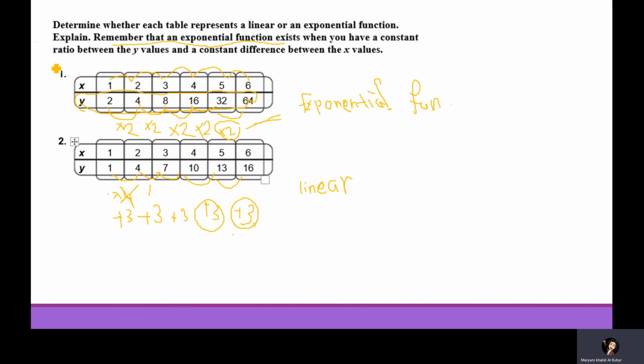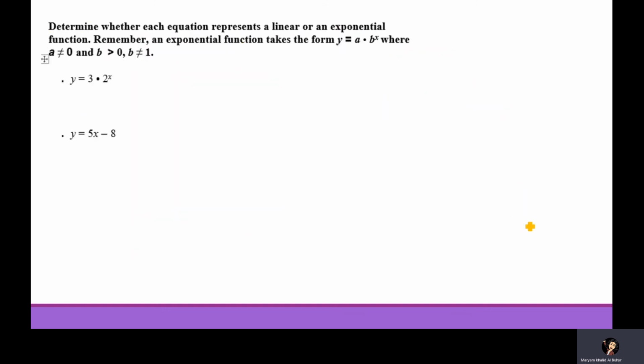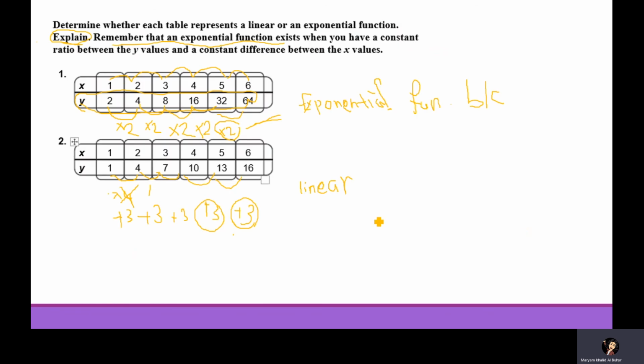So why do they say explain? Step by step, once you read your question, explain. For the first one, I'm not going to write it because of the time. This video will take more than my time because I want to finish all the questions. Because I have a common ratio, because the common ratio is constant.